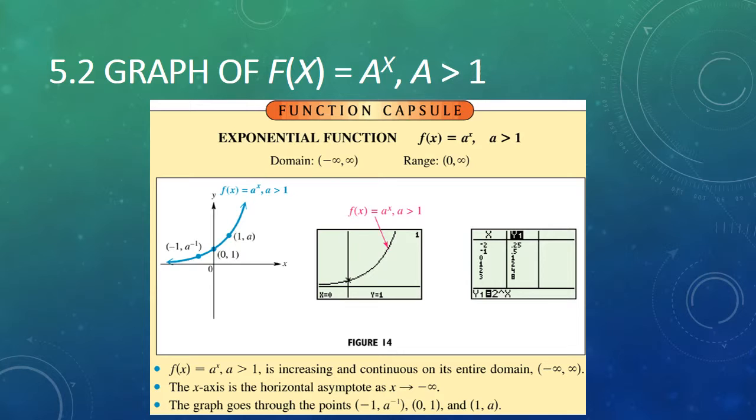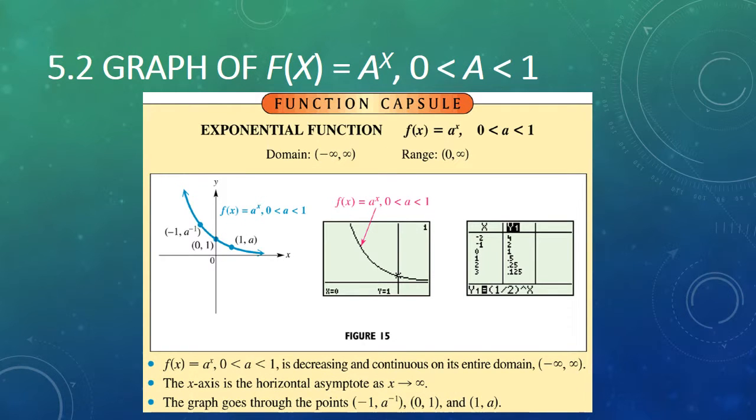A little bit of information about this function. F of x equals a to the x. A is greater than 1. The domain, as we said, is negative infinity to infinity, and the range is from 0 to infinity. Now again, notice this is for exponential functions where your base is greater than 1. It's increasing and continuous. The x-axis is a horizontal asymptote, and the graph goes through the points -1, a to the -1, so 1 over a, 0, 1, and 1, a.